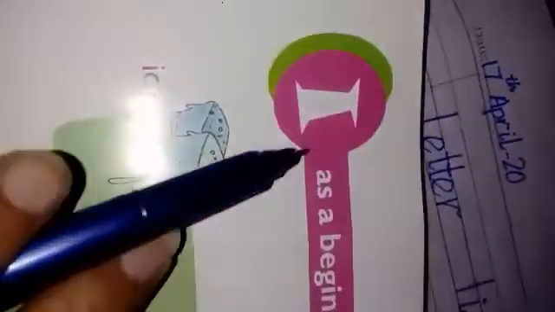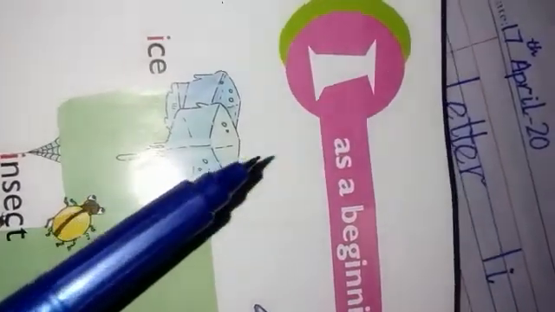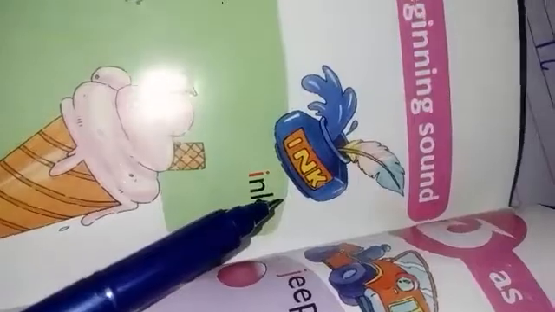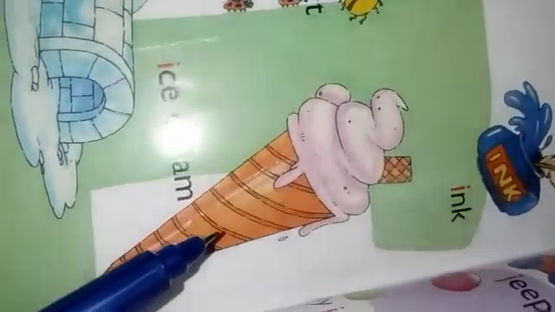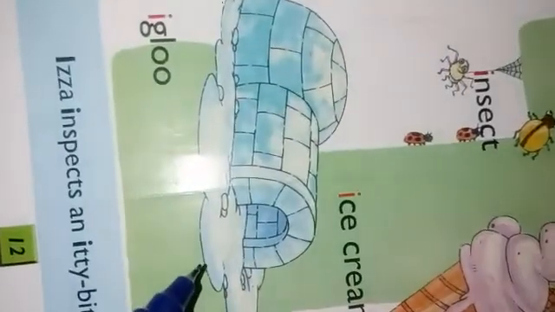This is letter I. I sound E. Yes. E. Ice cream. E. Ink. Ice cream. Insect. Igloo. It's your turn. Now tell me which letter is this? It's letter I. I sound makes E. Very good. Okay.